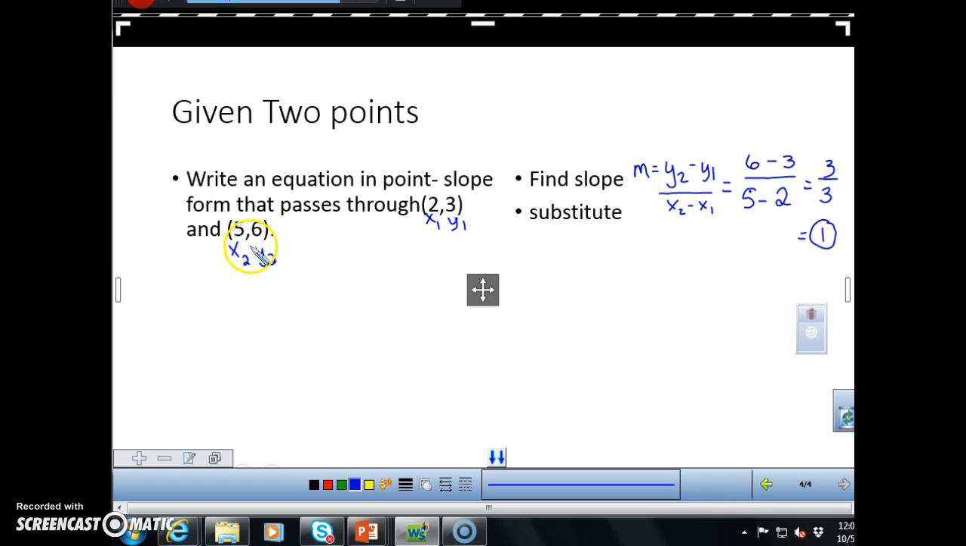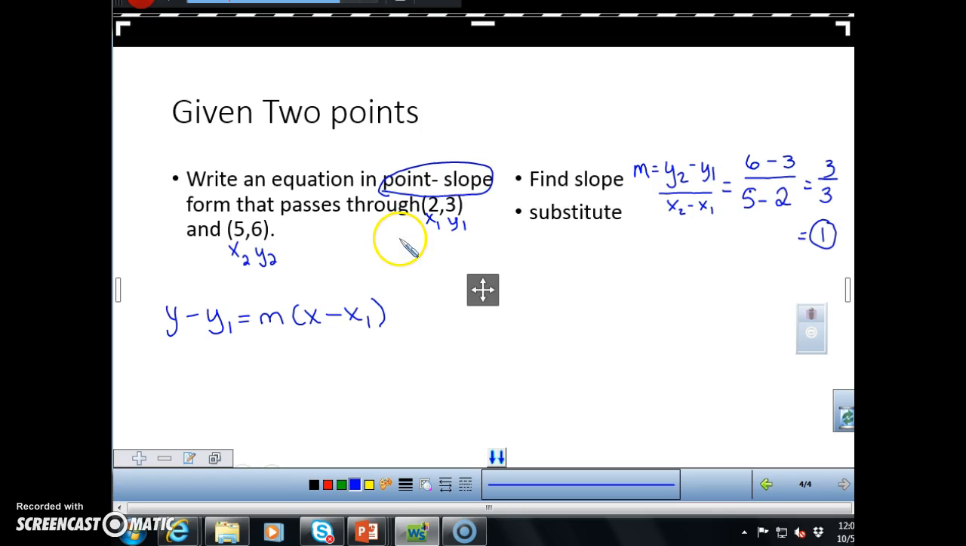So once you find slope, we're going to put this in point slope form, which is the way that they want it. So now we can substitute our known values. We actually have 2 points. You get to make a decision. It doesn't matter which point you'd like to use. You just make a choice. Which point do you like?